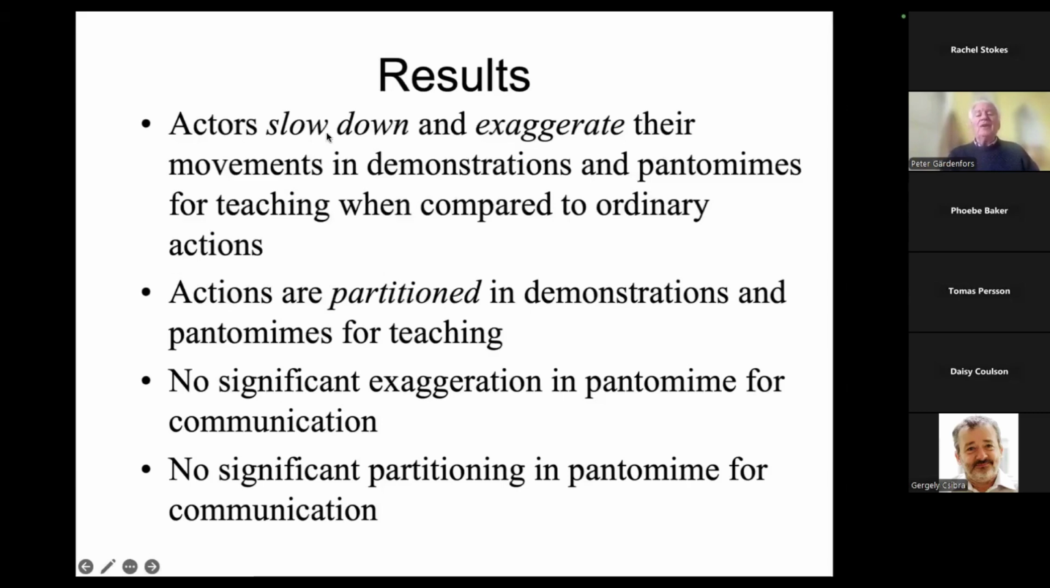So that's one experiment trying to test this theory. We need much more to be clearer about what's going on here, different kinds of actions and so on. There are some other people who have done some work in this area, but we did a new version where we had this distinction between pantomime for teaching and pantomime for communication in the background.